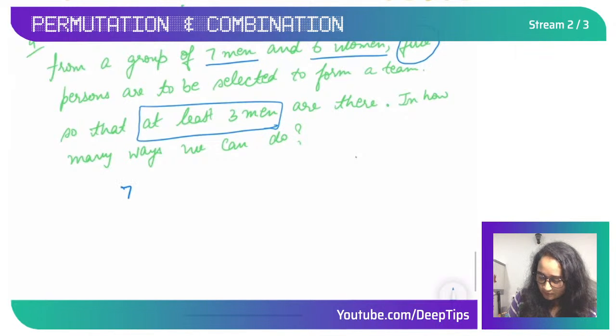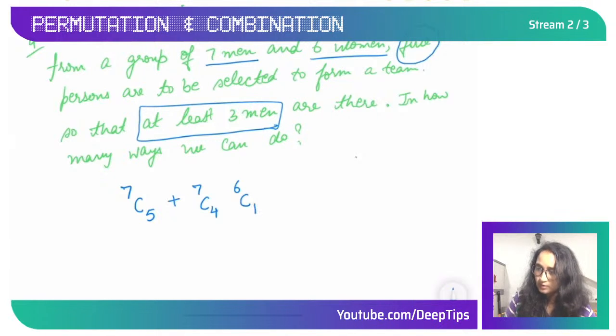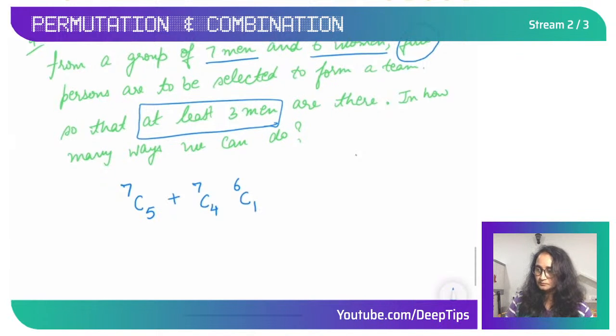So when I have at least 3 men, let's start with selection. Out of 7 men I can choose all 5 also, because I'm okay with that. They have not given anything about selecting women, like one woman or something like that. That condition is not there. Only one condition is there, at least 3 men, so I am choosing all 5. Or I can also do out of 7 I choose 4 men, and the remaining 1 member I choose from women. So this is 7C4 into 6C1.